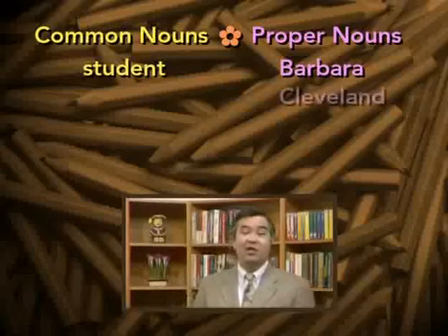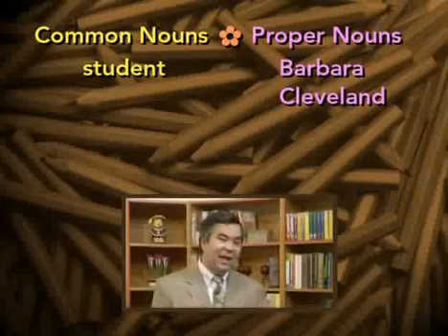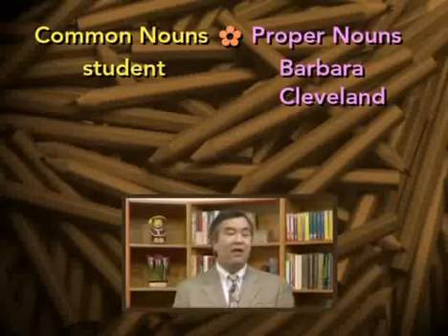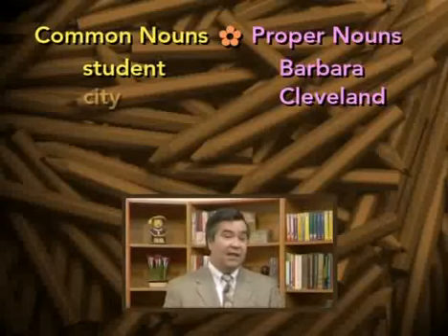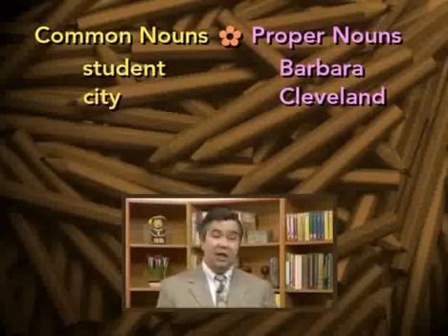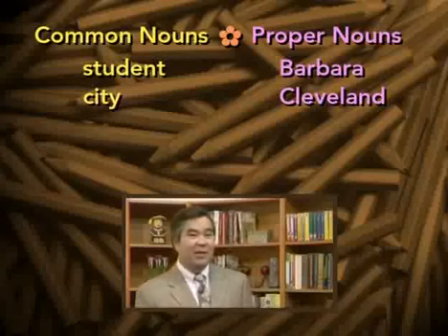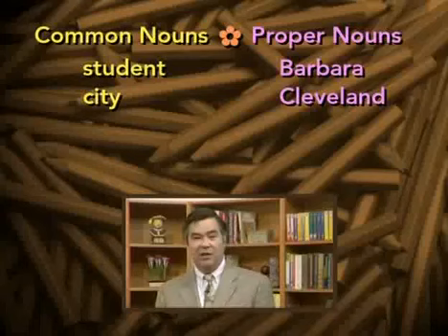In the same way, Cleveland is a proper noun. It names a specific example of a city rather than the broad general category of cities, so that the noun city would be a common noun, whereas Cleveland, which names a specific city, would be a proper noun. And that's why Cleveland would begin with a capital C when you were writing a sentence using the word Cleveland.